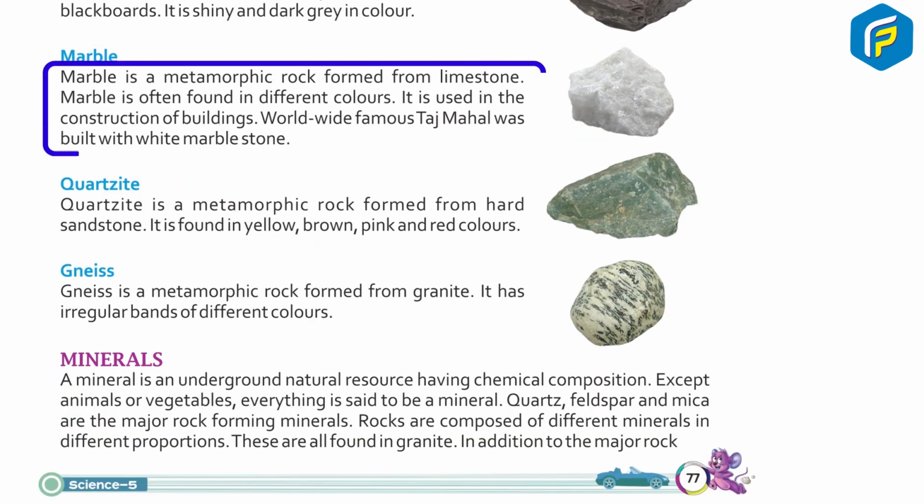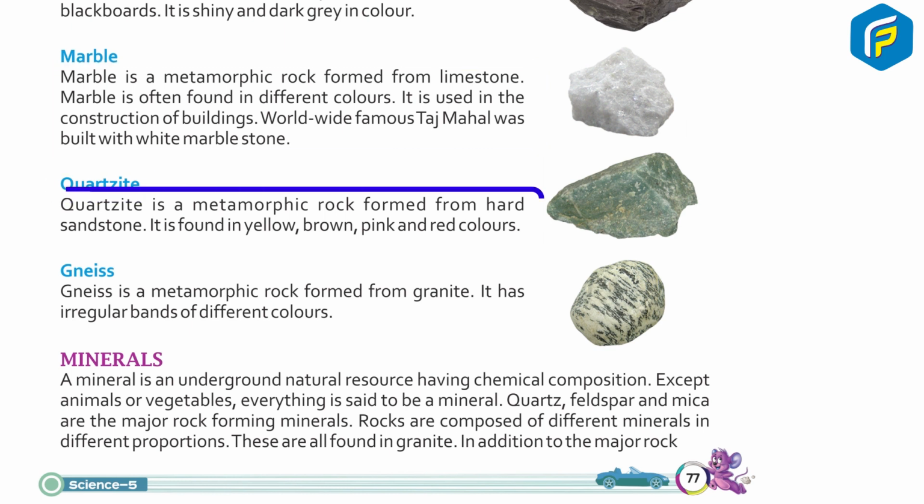Marble. Marble is a metamorphic rock formed from limestone. Marble is often found in different colors. It is used in the construction of buildings. The world-famous Taj Mahal was built with white marble stone.